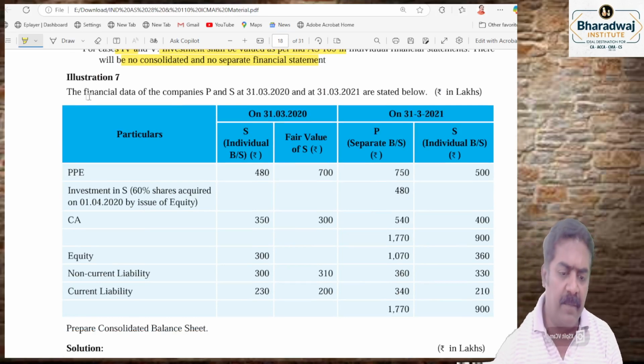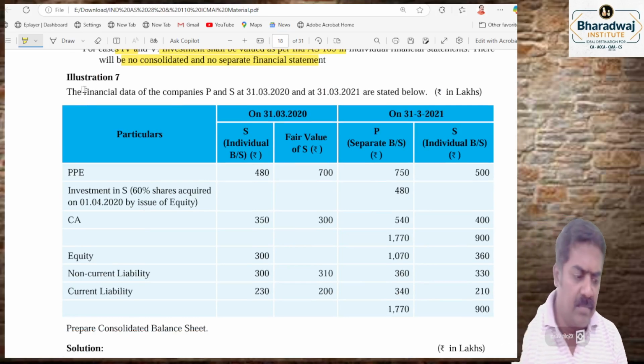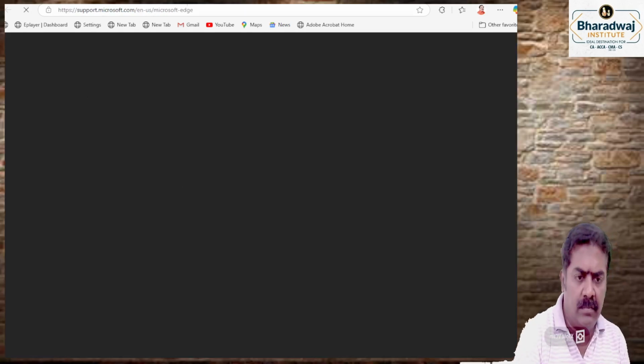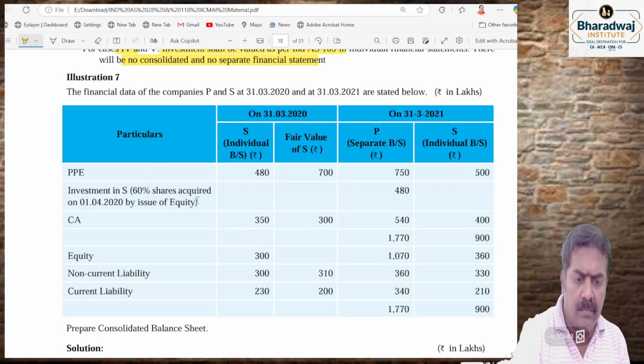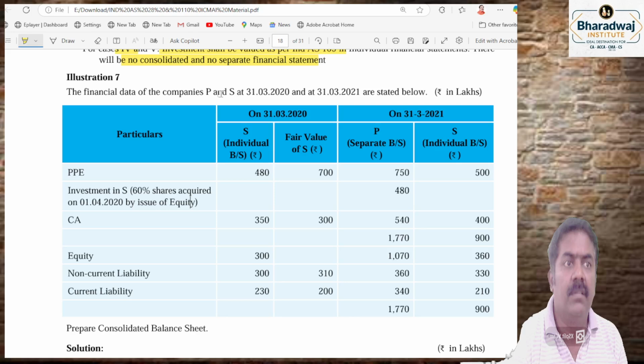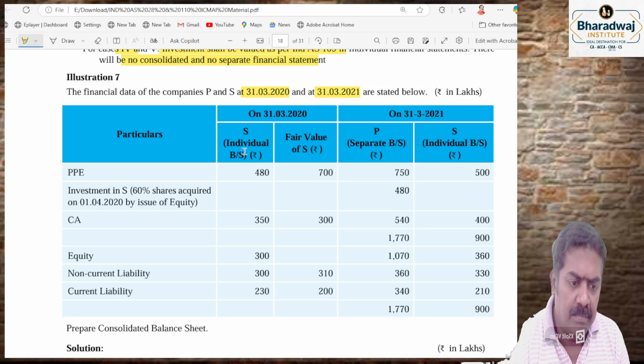Go to illustration 7. We are given 31st March 2020 and 31st March 2021. Individual balance sheets are given, with fair values given separately. PPE is 480, fair value is how much? 700. Investment: 60% of shares are acquired by issuing which one? Equity, for 480. Current assets are given.